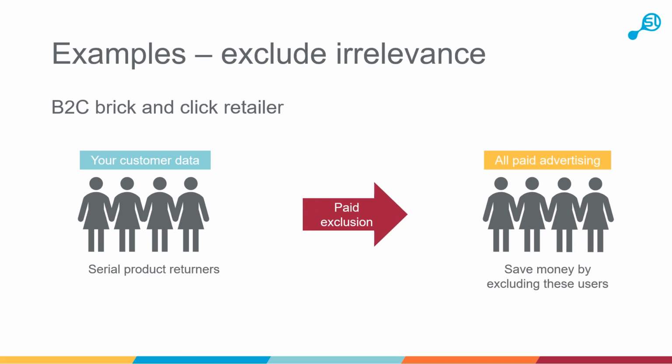In terms of another example, for a brick and click retailer, there might be people who return products quite frequently. They might buy a lot. We might want to target people who buy a lot, but then the returns might actually not make it worthwhile for us to pay for those users. So we can exclude users who could be defined as serial returners.